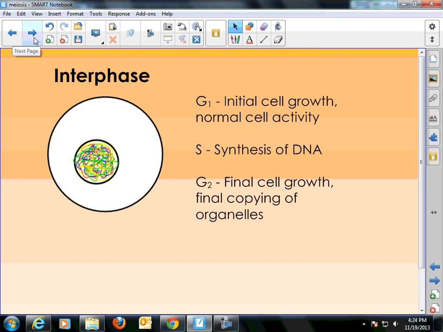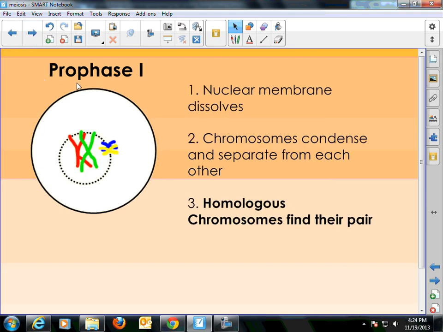So instead of going into regular prophase, it enters what's called prophase 1 of meiosis. Just like in mitosis, the nuclear membrane is going to divide. These chromosomes are going to shorten and show up as these X shapes. However, the third part here is very important.